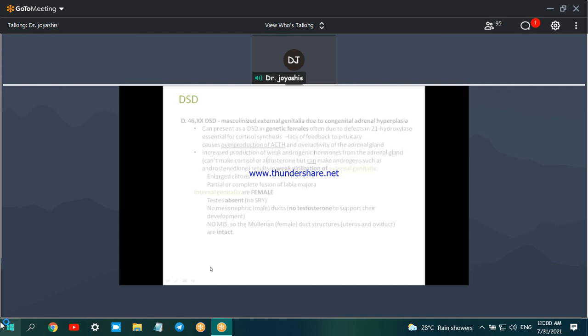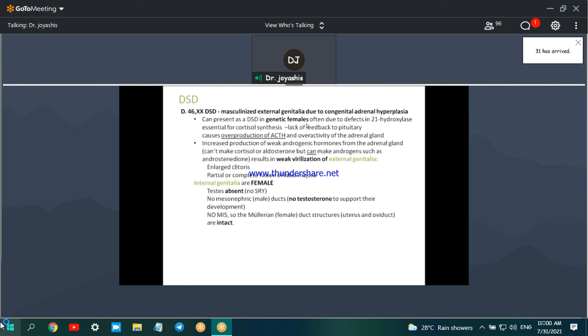And 46,XX DSD is masculinized external genitalia due to congenital adrenal hyperplasia. It can present as DSD in genetic females, often due to defects in 21 hydroxylase, essential for cortisol synthesis. Lack of feedback to the pituitary causes overproduction of adrenocorticotropic hormone, or ACTH, and overactivity of the adrenal gland. The adrenal gland cannot make cortisol or aldosterone, but can make weak androgens such as androstenedione, which results in weak virilization of the external genitalia.